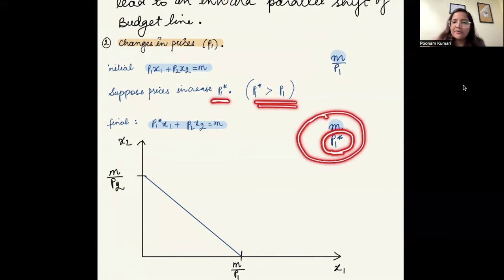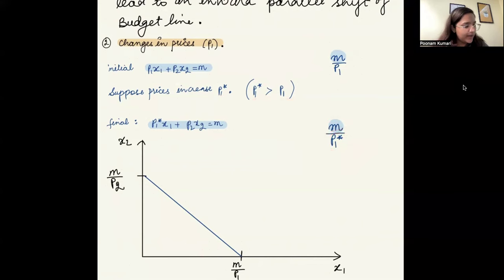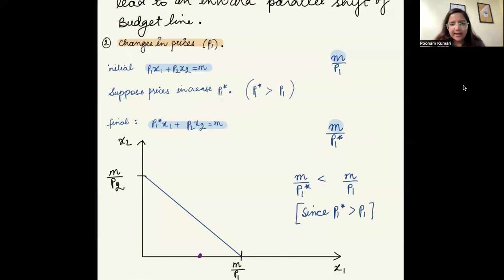So if this number is smaller, where should I put it? Here or here? Left side or right side? Left. Left side. So because of that logic, M by P1 star is less than M by P1 since P1 star is greater than P1. We said this right at the start, that our price has increased. So because of this, we put this point here. Now we are not very clear about the magnitude. We are not saying whether this point is here or here or here. We could tell that if we had the exact numbers, right? But we are just doing it in general now, which is M by P1 star. Fine. This point is clear.